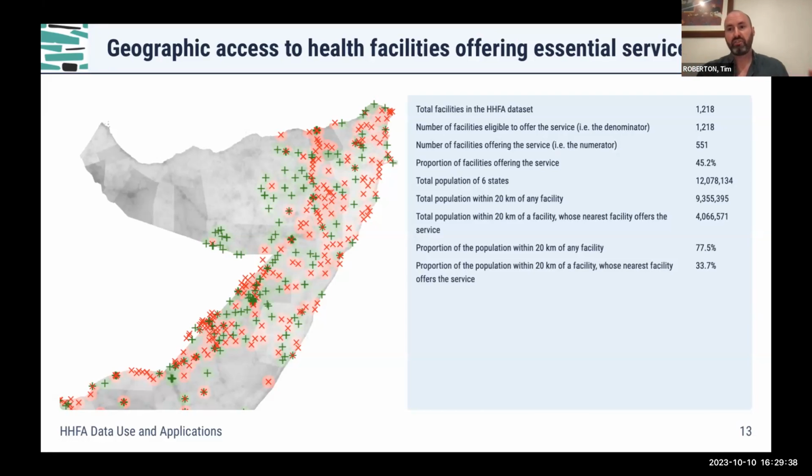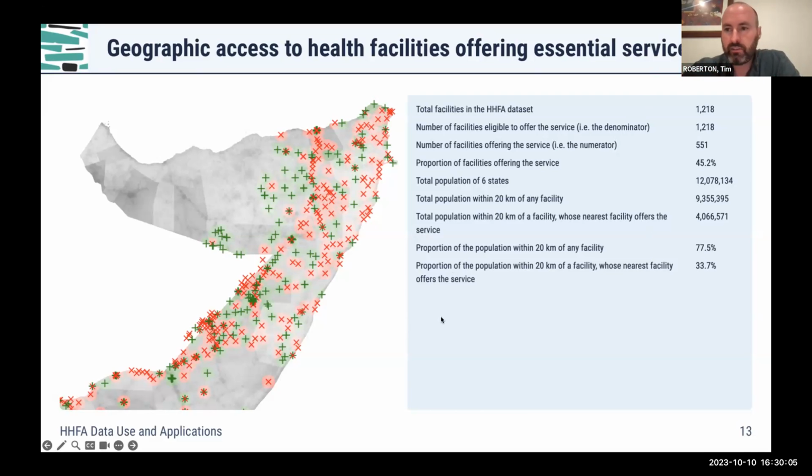And then say, of those who are within distance to a facility, if someone was to go to their nearest facility or go to potentially one of the three nearest facilities, would they be able to receive a service? And you can see here on the right, we do some calculations, and we can create estimates of geographical access across the country for different services.